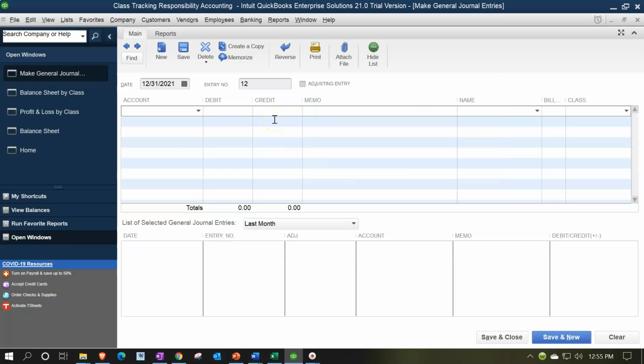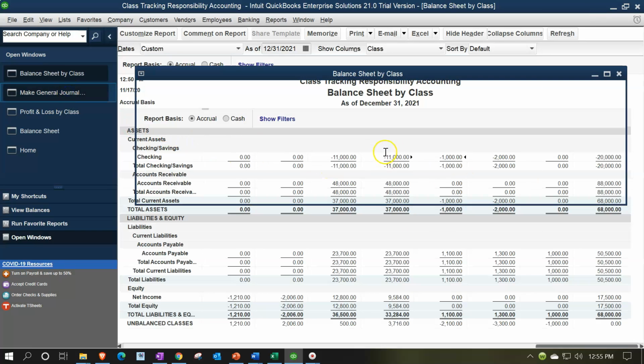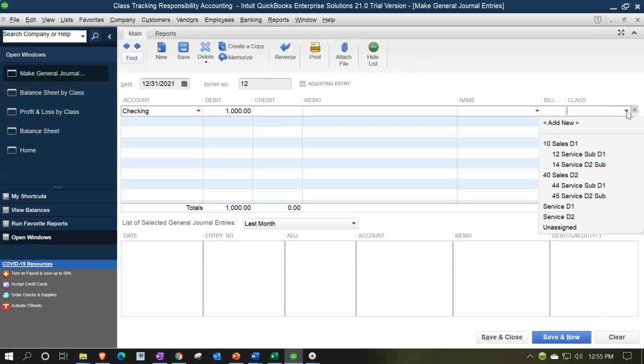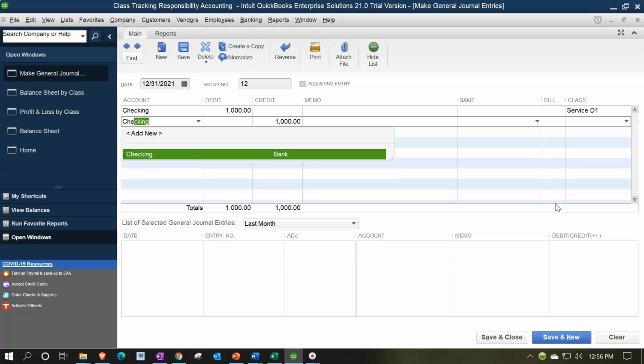12/31/21, and we're going to say checking account, and I'm going to remove from the checking account what's currently in there, which is that 1,000. That 1,000's got to go. So it's in there actually as a credit, so we have to debit it because it's a negative. We're overdrawn at the moment, which is not good. And then this is going to be for service D1. I'm going to then put the checking account again.